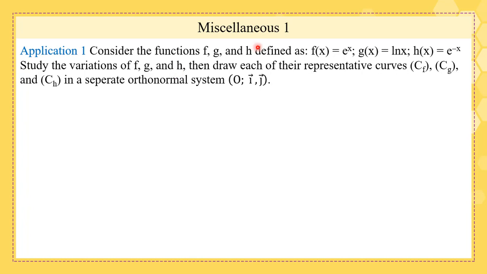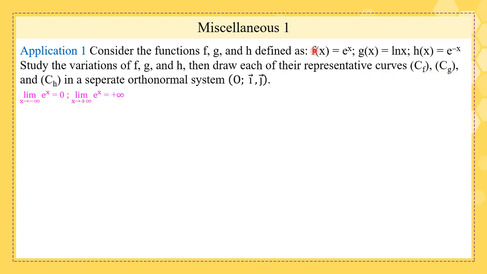f, g, and h are three functions defined as f of x is e to the power x, g of x is ln x, and h of x is e to the power minus x. The question is to study the variations of the three functions f, g, and h, then draw their representative curves separately. Try to do it alone.